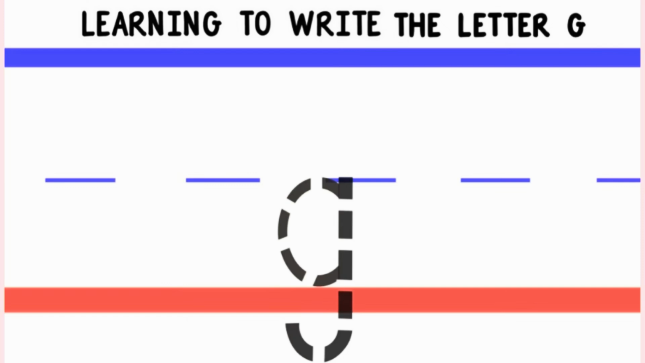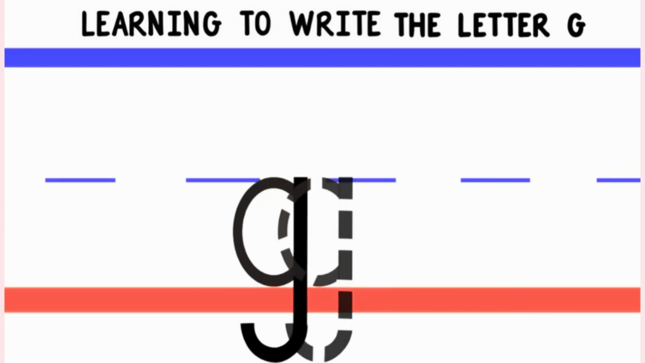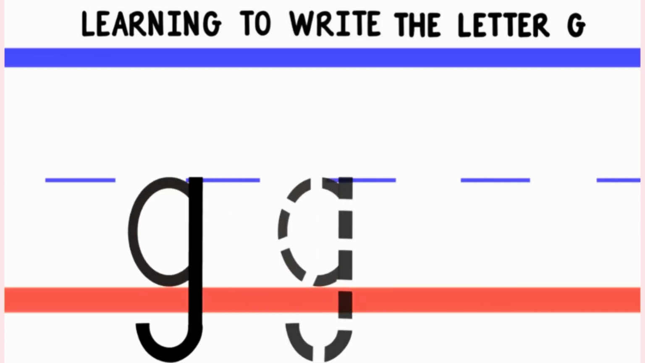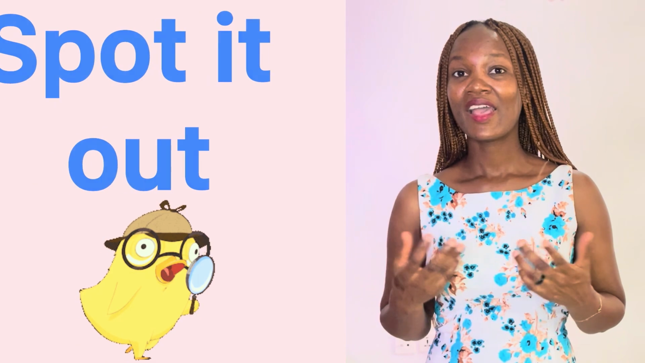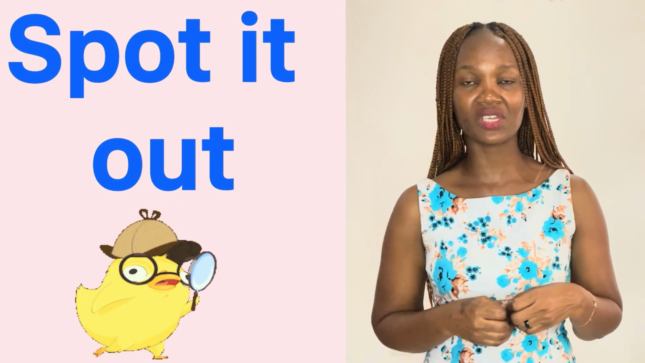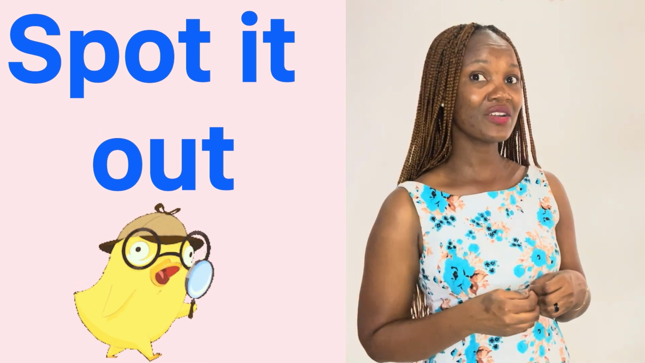To write the lowercase g, we start by doing a curved line in the middle, then a straight line down and then curve. Let's try it again. A curved line in the middle, then a straight line down and then curve at the bottom. Let's try it again. Curve in the middle, then a straight line and then you curve at the bottom. Great job! It's time for us to spot the letter G amongst other letters.